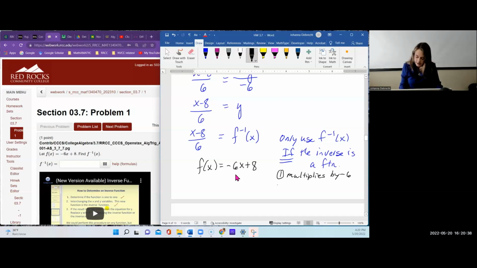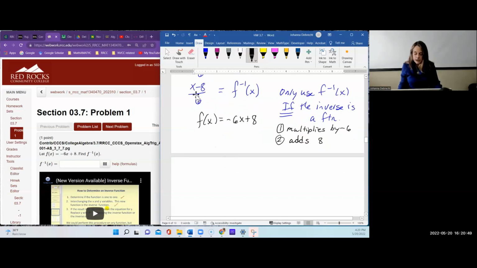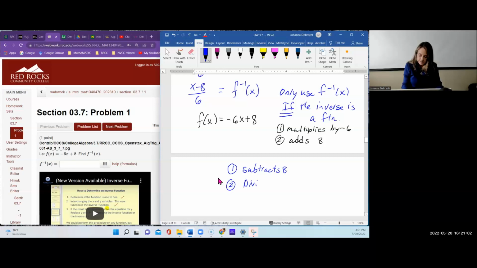Then it adds 8. What about the inverse? What steps does the inverse take? When I look at the inverse, notice here that the inverse first subtracts 8. And then it divides by 6. That's why I kept it in that notation, so that I could point out that these two processes are exactly inverses of each other. They undo each other.